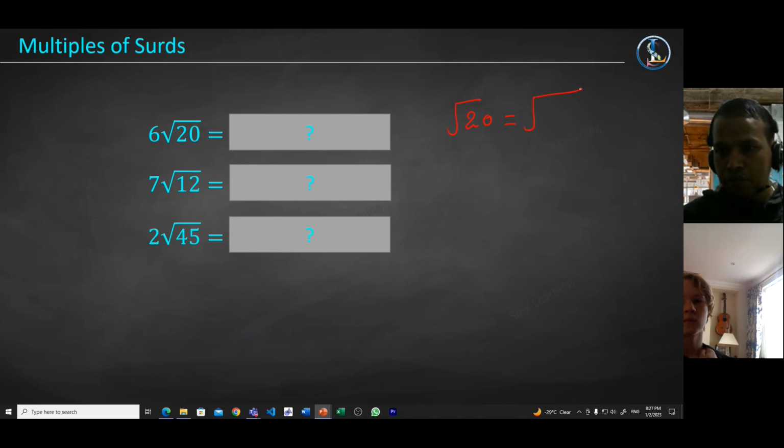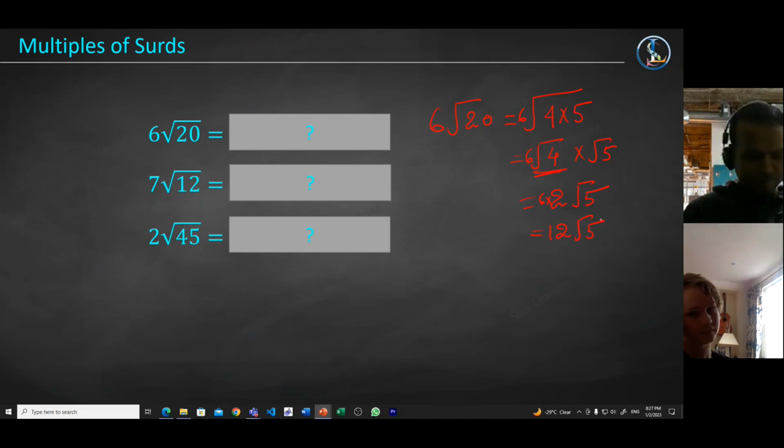4 is the largest factor which is a perfect square. Yeah, 4 and 5. And we can do it individually instead of having a common square root of all. So square root of 4, that is how much? 2. And inside the square root, 5 will be as it is. Now, if there is 6, so 6 will be as it is since it is in multiplication, right? So 6 times 2 is 12. Yeah, that's right. That makes sense.